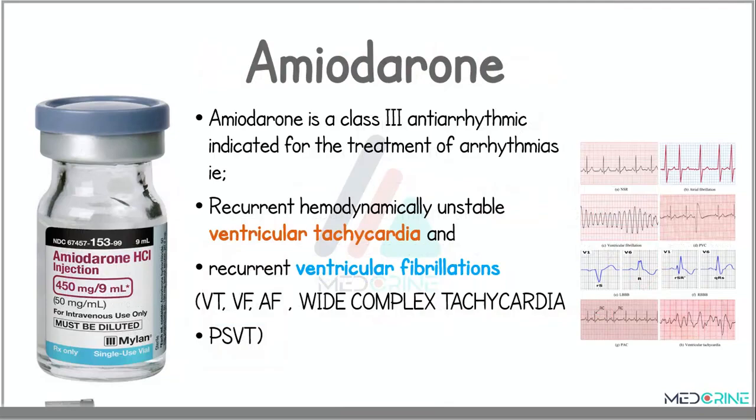Then we have amiodarone. Amiodarone is a class 3 antiarrhythmic drug that is indicated in the treatment of cardiac arrhythmias, for example, recurrent hemodynamically unstable ventricular tachycardias and recurrent ventricular fibrillations. We have atrial fibrillations, wide complex tachycardias, and PSVT.